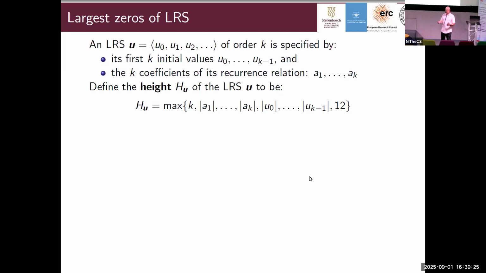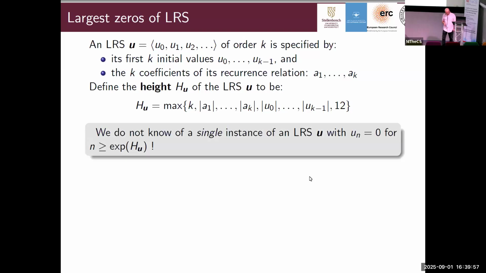So you have to quantify that in some way by saying, maybe the height is the maximum between the degree and the absolute value of all the coefficients. That's called the naive height. There is something else called the Weil height, which is much more complicated, but they are somehow equivalent. So let's define the height of this linear recurrent sequence to be the maximum between the length, all the coefficients, and the initial terms, and some number 12 there, because we were going from one inequality to the next, and that's why we needed the number 12.